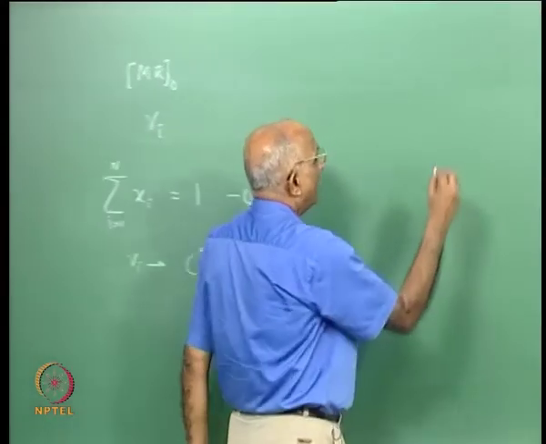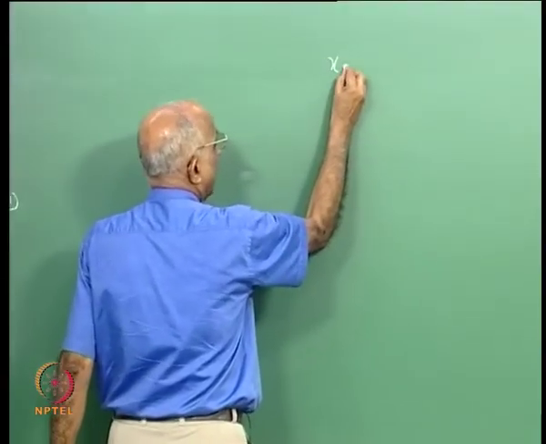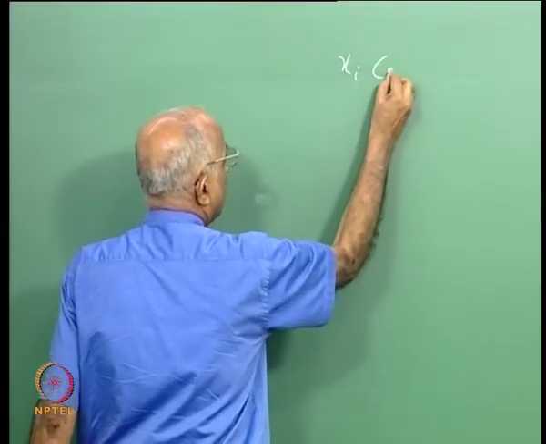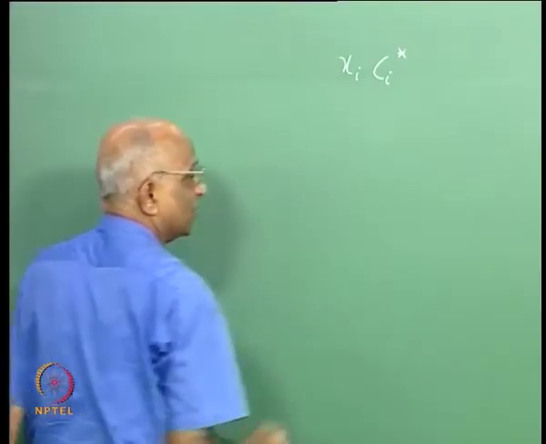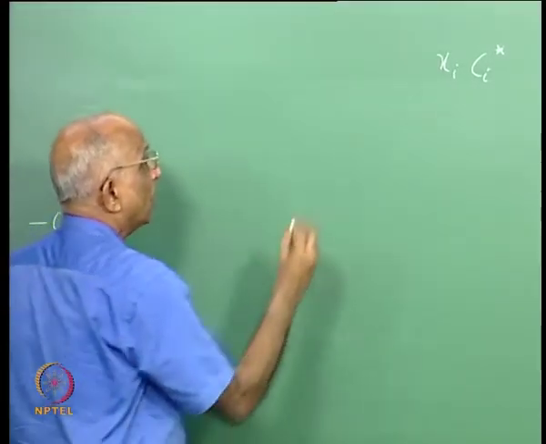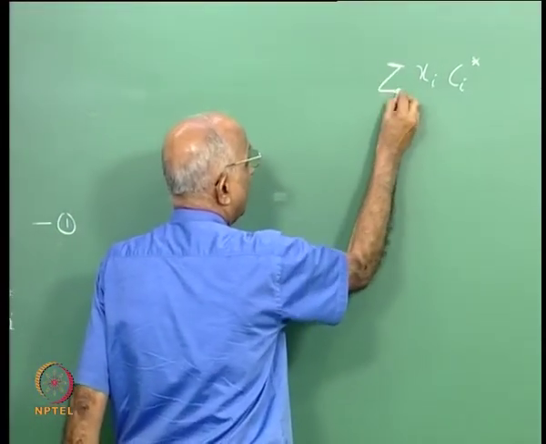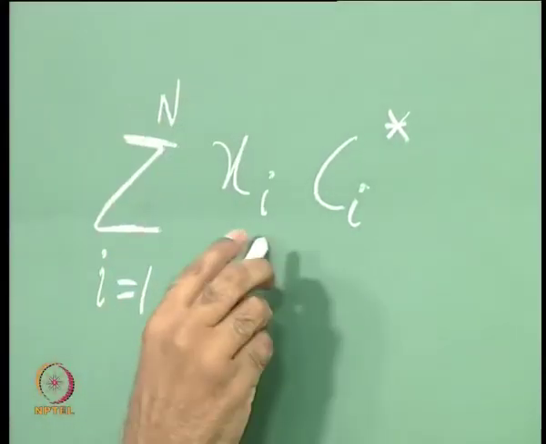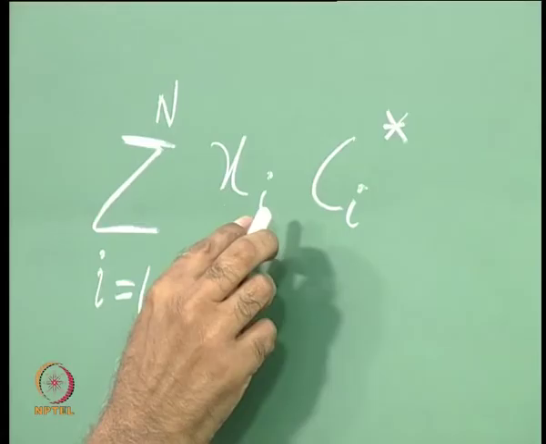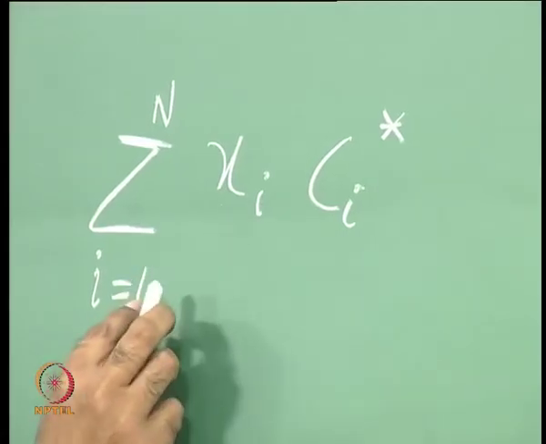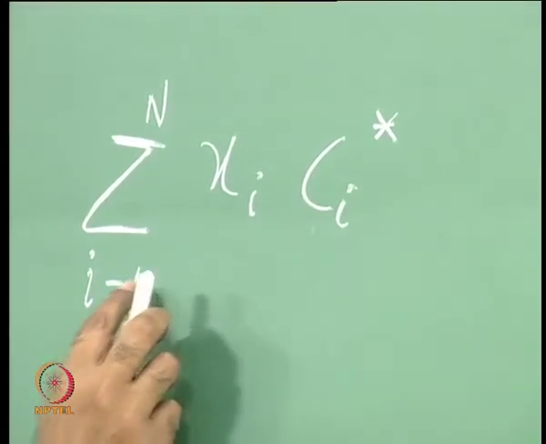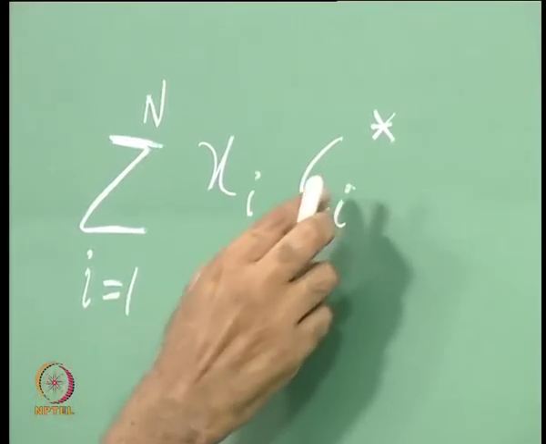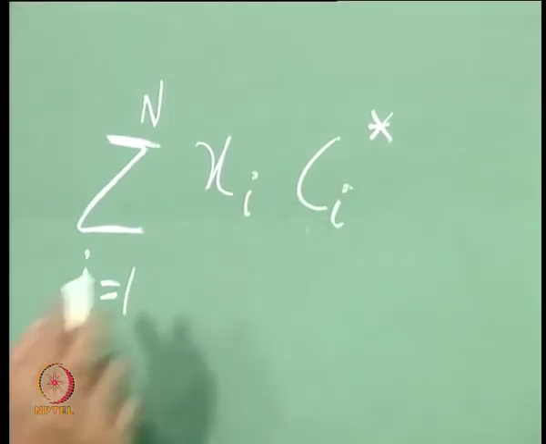I say I have Xi in the ith stream tube, in the ith stream tube I have Xi C star, and therefore, the net mass weighted value of C star goes from 1 to n, where Xi is the mass fraction in stream tube i, Ci star is the value of the characteristic velocity in that particular stream tube.